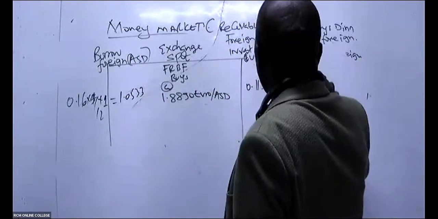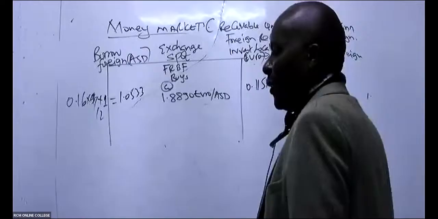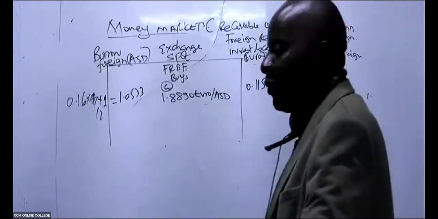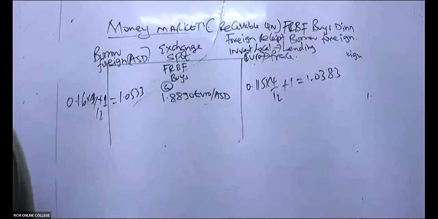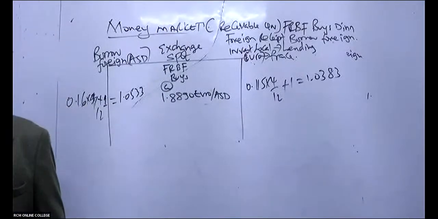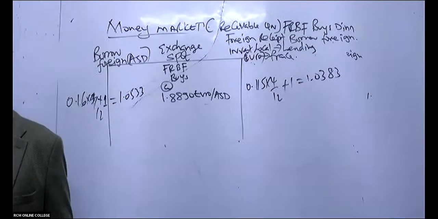1.0383. So this is 1.0383 like that. So now we have done everything except for pesa ile ambayo tunaficha chini ya meza. Pesa tunaficha chini ya meza.